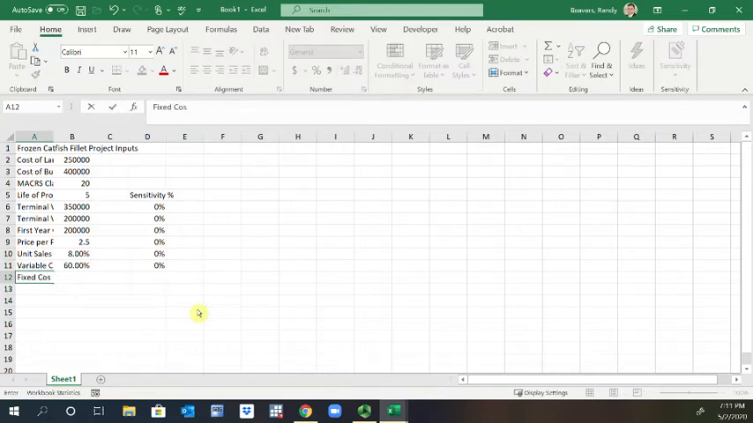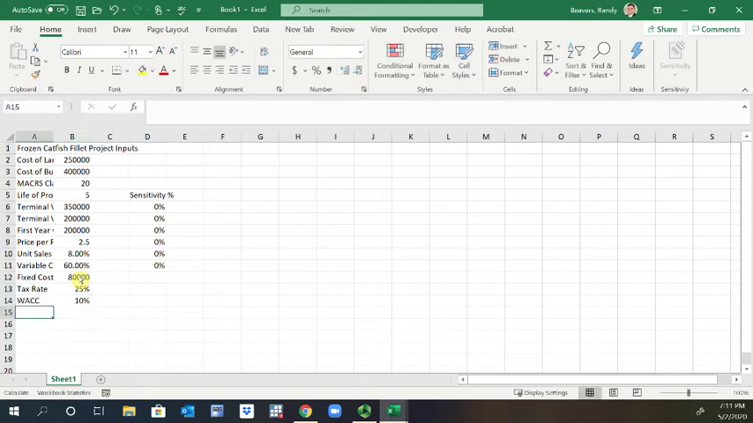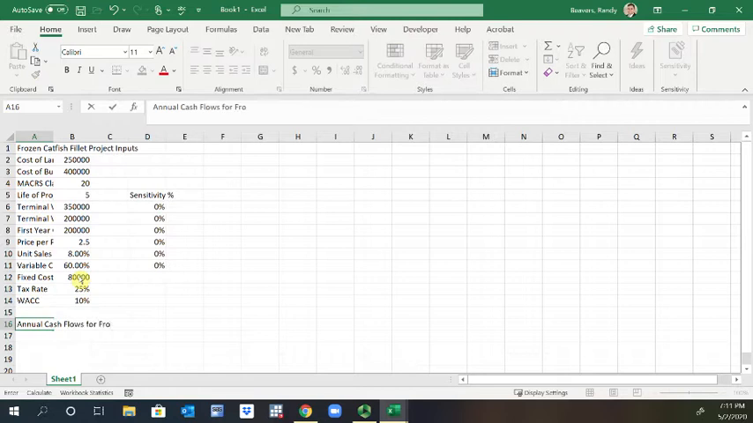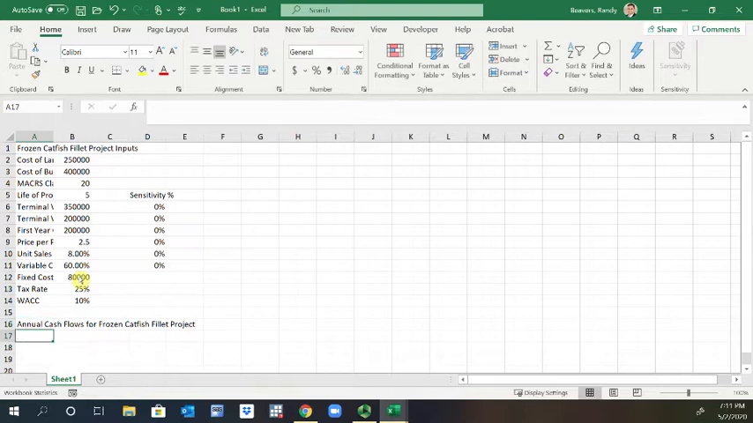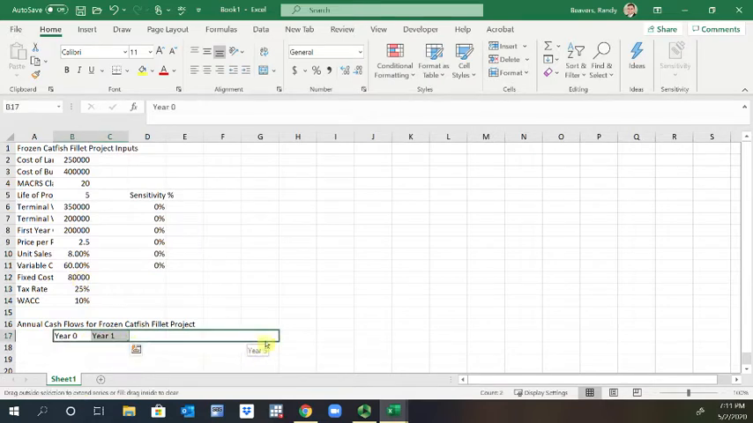Fixed cost will be 80,000. Tax rate 25%. Weighted average cost of capital 10%. So now we need to calculate the annual cash flows for the frozen catfish fillet project. So we'll have year 0, year 1, and we'll drag that across to year 5.